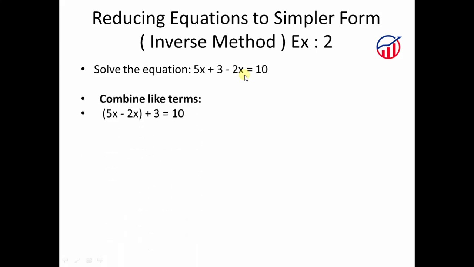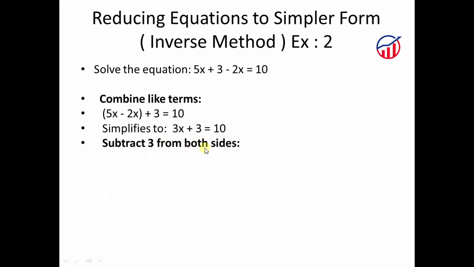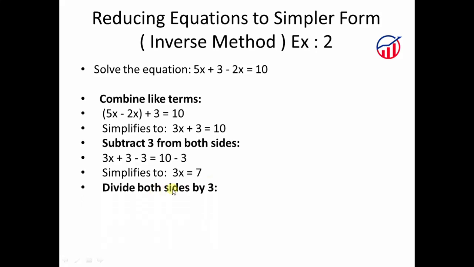So we first combine like terms over here. So 5x minus 2x plus 3 is 10. So you simplify it to 3x plus 3 is equal to 10. Subtracting 3 from both sides. So you'll have 3x plus 3 minus 3 is equal to 10 minus 3. Then 3 and 3 will cancel over here and it will simplify to 7. Then you divide both sides by 3. So 3x upon 3 would be equal to 7 upon 3. So you're going to get x is equal to 7 upon 3.